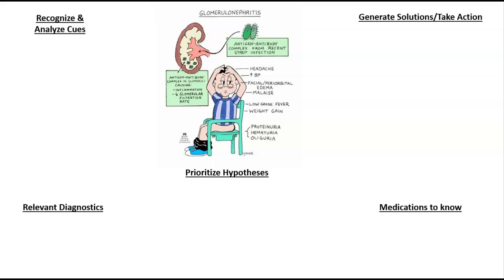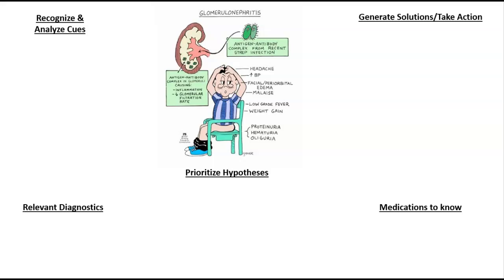We look for, in their diagnostics, we look in their history and physical and look for those risk factors and recent events. Renal biopsy can confirm what's going on in the kidneys. We can check a 24-hour urine, and that will help us quantify the protein excretion to see how much protein the person's actually losing.